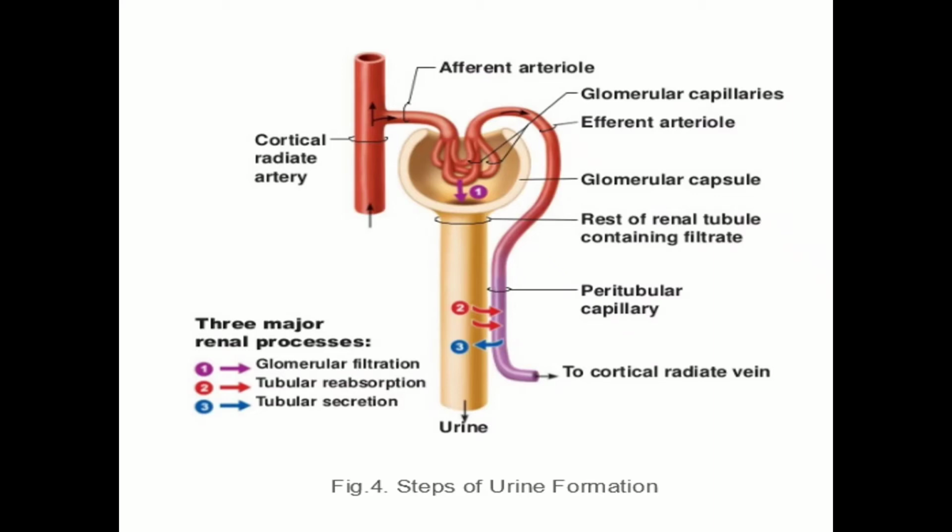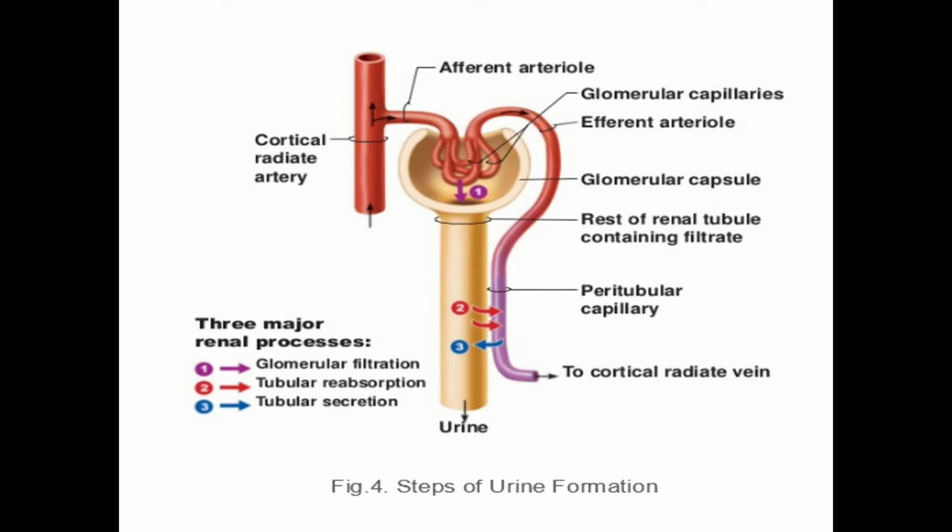Hello everyone. Now today we will be doing the next topic, that is urine formation. So this diagram is showing the steps of urine formation. Urine formation involves three processes. First, glomerular filtration, or we call it ultrafiltration. Second is reabsorption, and third is tubular secretion. So three of the steps you are seeing here.